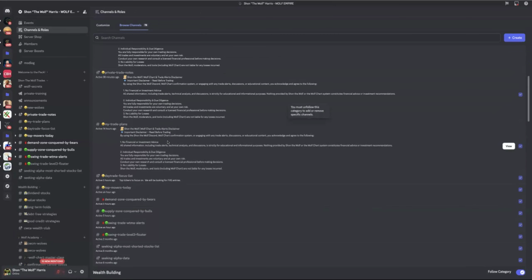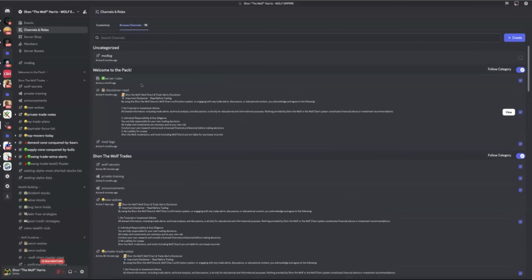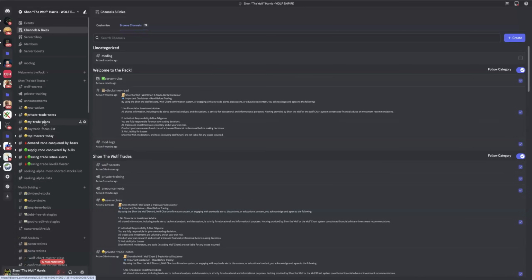By default, when you sign up to the Discord, not every channel is selected. Only some of the main channels are there by default, so you have to go there and add more channels if you can't see them. I think my trade plans should be included for everybody, but for example, this day trade focus list that I just made may be something you have to add.